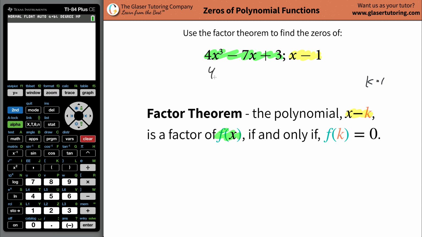1 cubed is going to be 1, and then times 4 is 4, right? 1 times 7 is 7, right? Plus 3. So what does this work out to be? It works out to be 0, right? So what that tells me is that this is a factor.